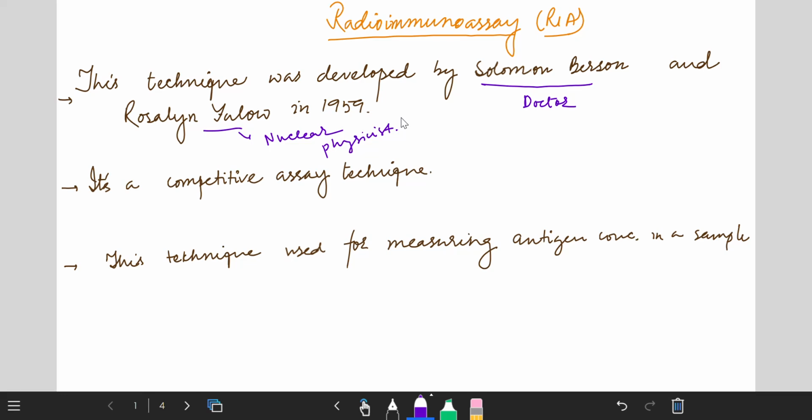Which kind of antigen? For measuring the plasma levels of most of our hormones, some drugs like digitoxin, digoxin, certain abusive drugs like cocaine, opiates, etc. In case of some infectious disease like HIV, some autoimmune disease like SLE or systemic lupus erythematosus. And sometimes measuring toxins in contaminated foods. So these are the applications or uses of RIA.